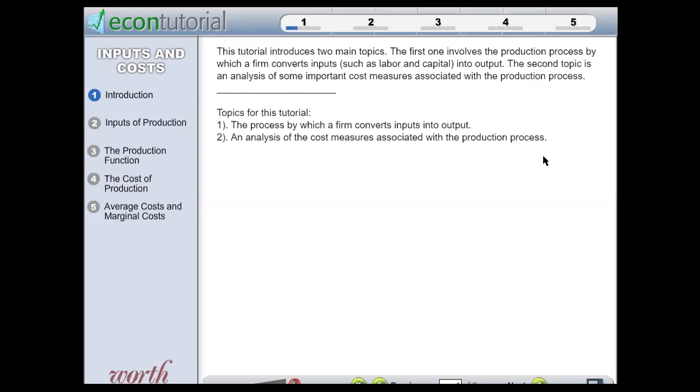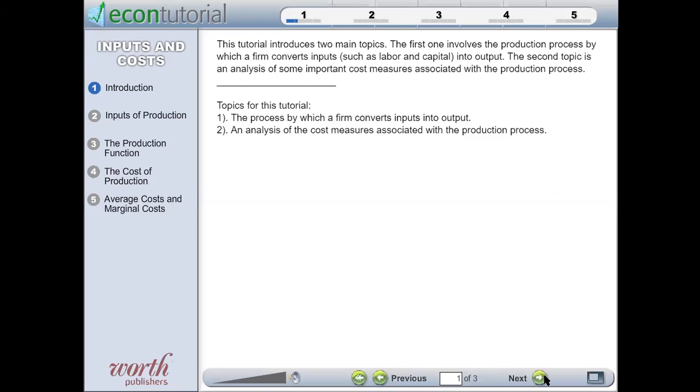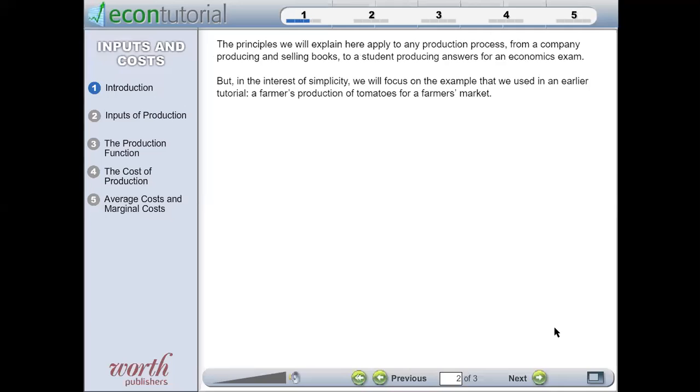So number one, the process by which a firm converts inputs into outputs would be considered. Number two, we will see an analysis of the cost measures associated with the production process. Okay, so with that, I will move forward. The principle that we are going to explain here is related to any production process.